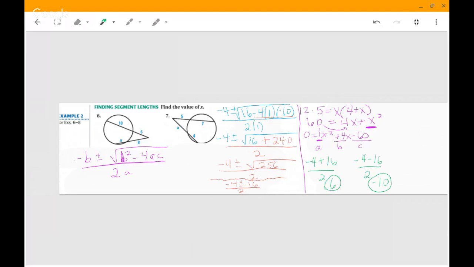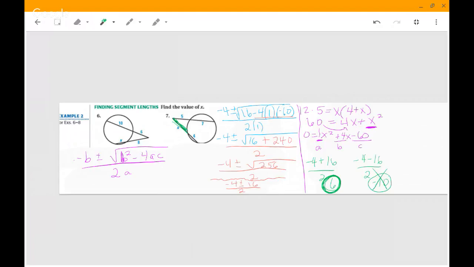Okay, so you have 2 possible answers. And in algebra, you stick with both of them. But in geometry, you look back at the figure, and our x is talking about this length here. And since a length can't be negative, you only keep the positive answer.